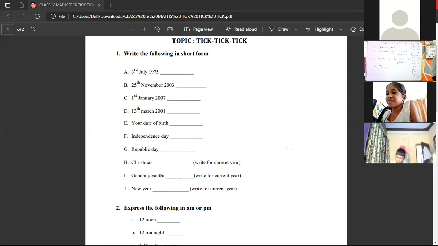Christmas. Christmas for this year, 25th December, sir. For the current year, they are asking 2021. Every year it comes on 25th only.